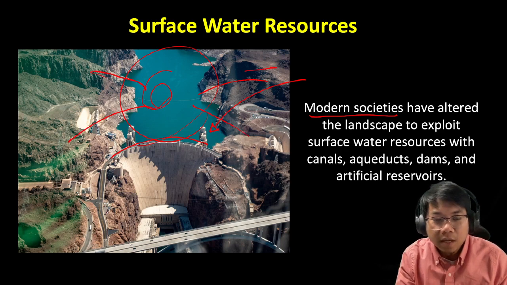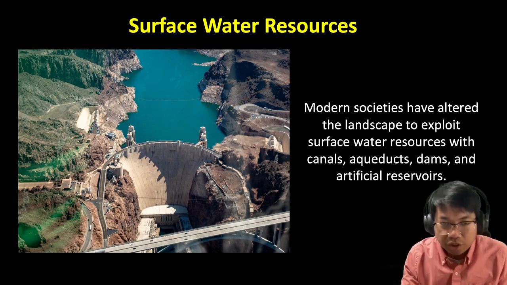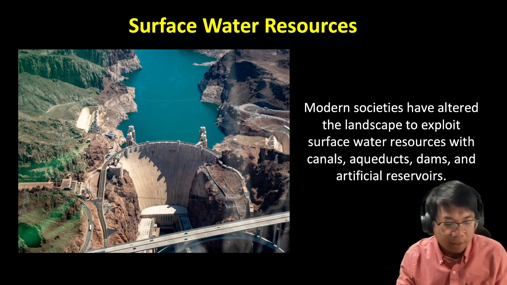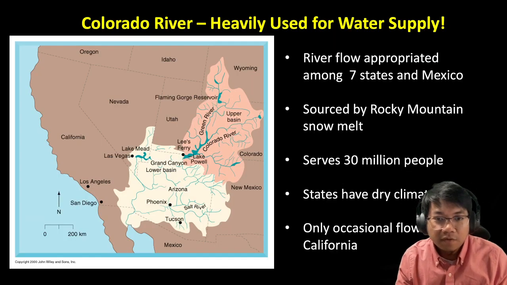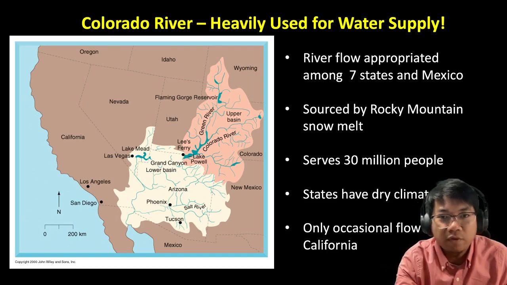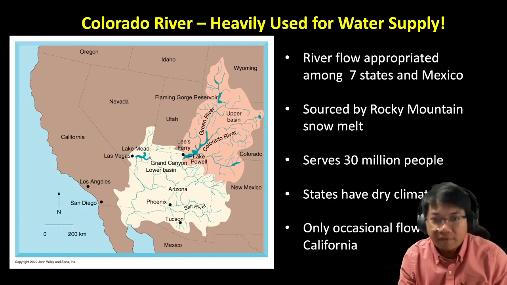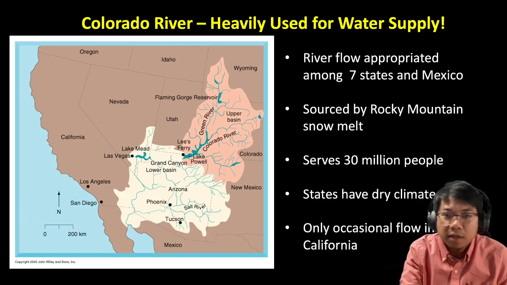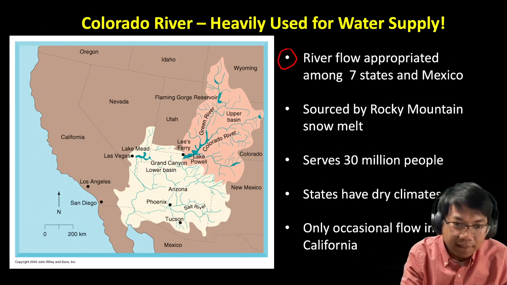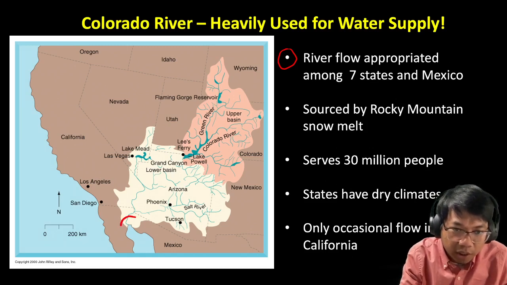So by building these infrastructures, obviously it involves alterations or changes of landscape. Therefore there's an interaction here between human needs and the environment itself. For example, take a look at the case of the Colorado River, one of the rivers in the United States that has been heavily used for water supply. One thing you need to know is that the river flows through 7 different states and Mexico, and it ends up here in the southern part of this map in Mexico.